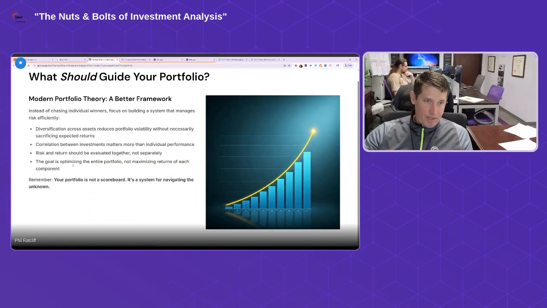Okay. And so, just like I said, risk and return are not separate. They should be evaluated together if you're really going to build an optimized portfolio. Okay. So I like this, and this is another good quote to remember: a portfolio is not a scoreboard.